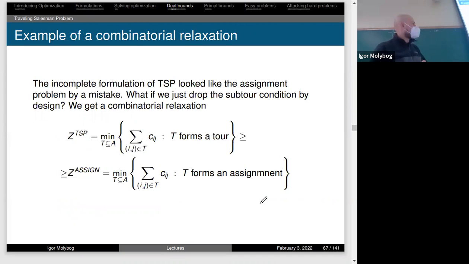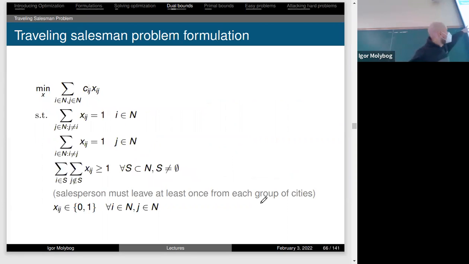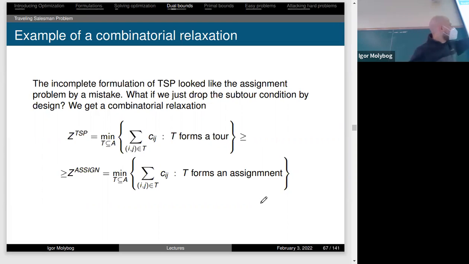Okay. So an example of a combinatorial relaxation would be to just drop all of these exponential constraints. On the bottom, we put in a compact form the formulation for the assignment problem. We are minimizing over all of the subsets T of a set A, the set of arcs, the summation over the entirety of Cij. So the objective function is there, and then we just require T to form an assignment. T forms an assignment is actually just this couple of constraints. So this is an assignment problem put into the form of a combinatorial problem.